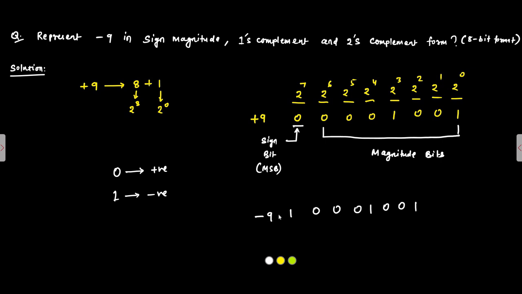This is for -9 in the sign magnitude method. This is the first method which we have. Next is the 1s complement method.